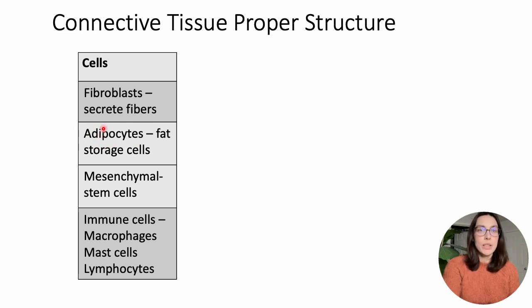Adipocytes, adipose tissue is fat. So these are fat storage cells, and they look just like bubbles, yellow or white bubbles, and it looks like it's empty space, but it's not. They're just filled with clear fat.